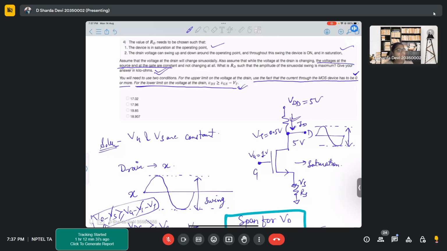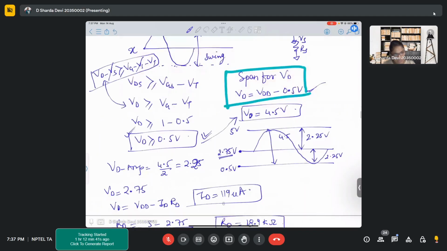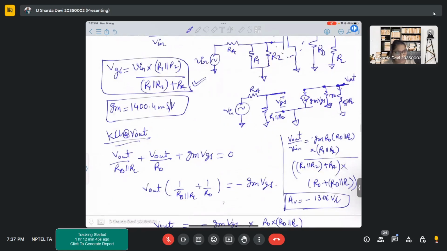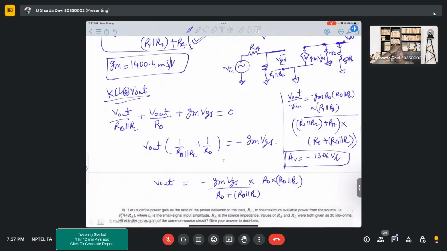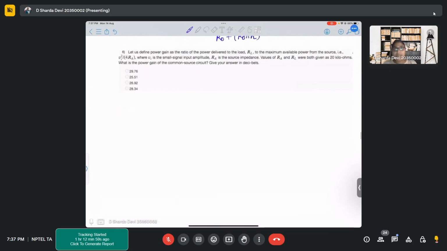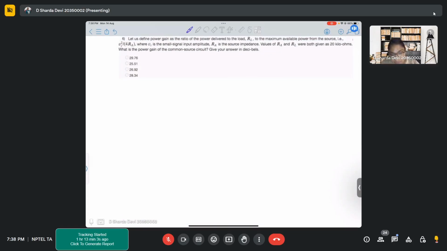Yes, we have solved this in the previous question, right? This problem we have solved. So all the values are known, so we can simply substitute them and we'll get the value as 13.06. Hope this is clear. If you have any doubts, kindly unmute yourself and ask, okay? So considering no doubts, let's move on to the next problem.